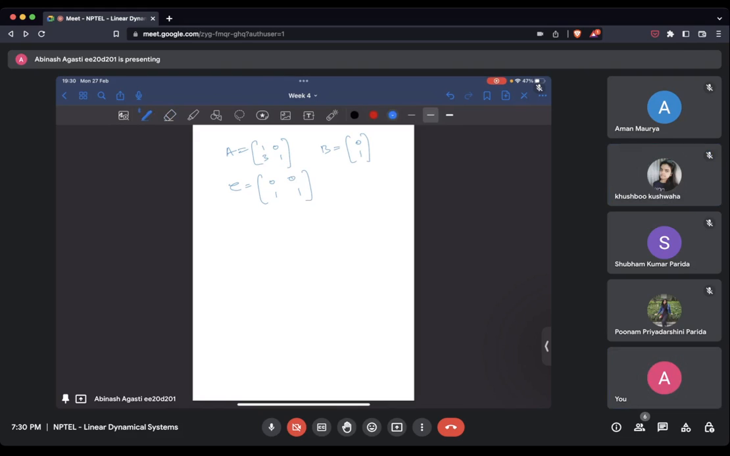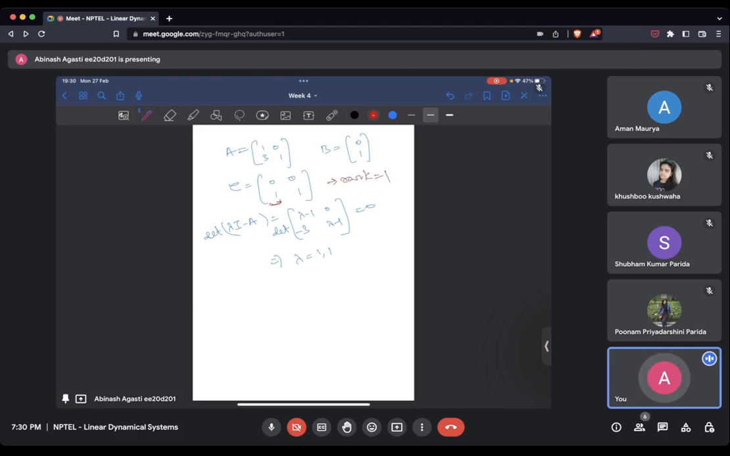So now tell me what are the eigenvalues of A? The eigenvalues will be given by determinant of this equal to 0. So this implies lambda is equal to 1, 1, correct? So what does that mean? The system is not controllable, that is clear. So rank is what? 1.